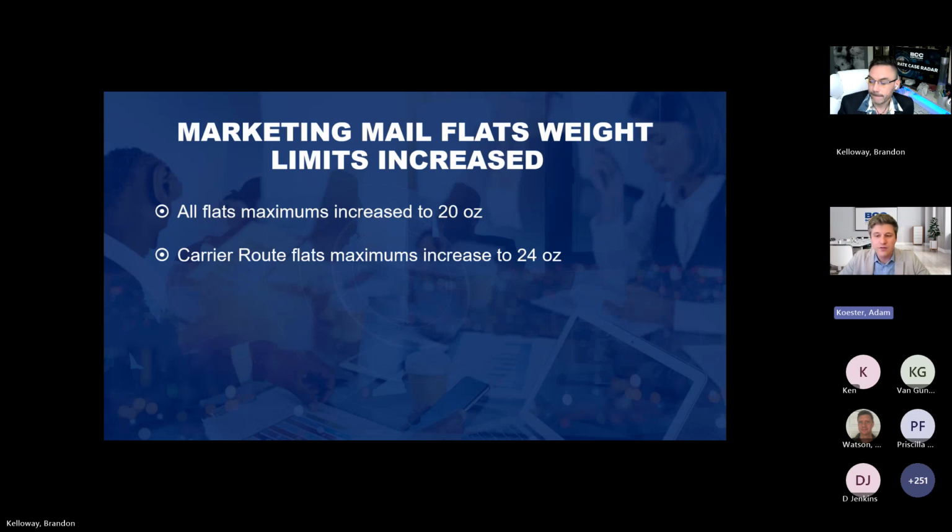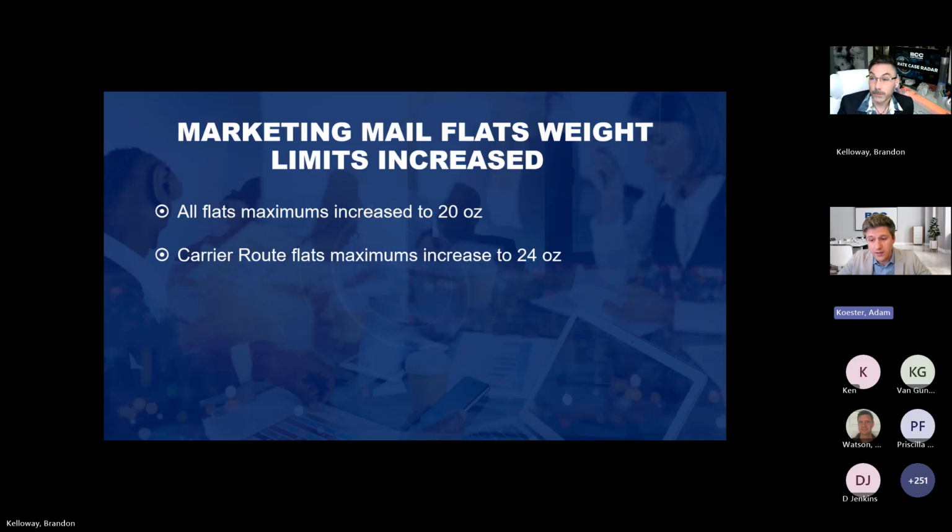Again, that's just due to the reality that those flats are not going across the same machines. And so a 24-ounce carrier route flat goes directly down to the DDU, and it doesn't have to run across the same machines that have that 20-ounce limit on them. This is mostly done to encourage a lot of the movement.